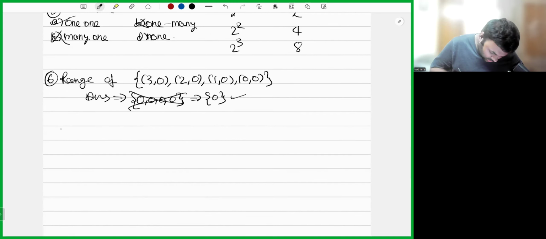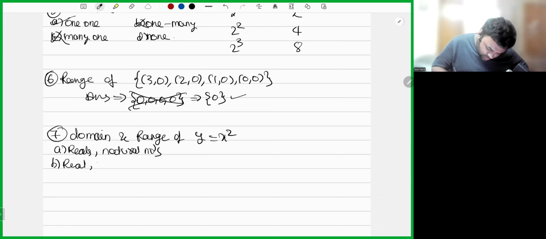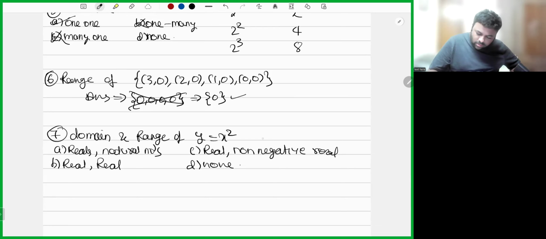Next, last question. We'll go for the next concept after this. I'm asking what is the domain and range of y is equal to x square. Option A, reals, comma, natural numbers. Option B, real, comma, real. Option C, real, comma, non-negative real. Option D, none. X is domain, y is range.